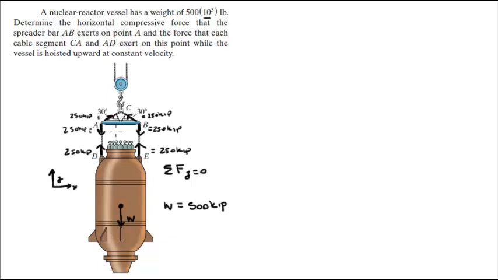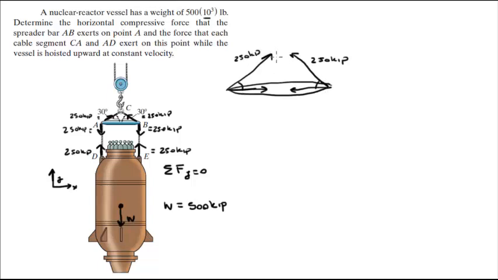So this is kind of small, so I'm going to redraw it right here. We have a 250 kip force, and we have the slab right here. So the compressive force is basically what you would call the x component of this 250 kilopound force. This angle right here, we're told, is 30 degrees, given right here and right here.